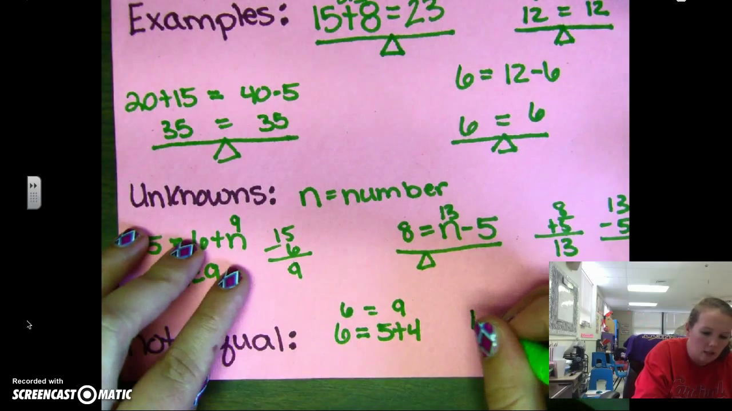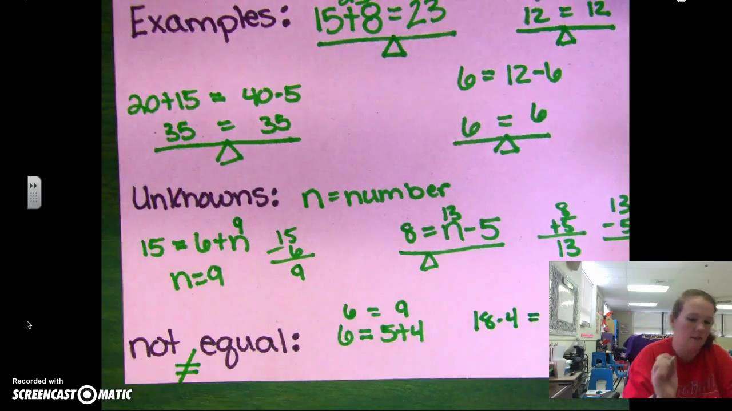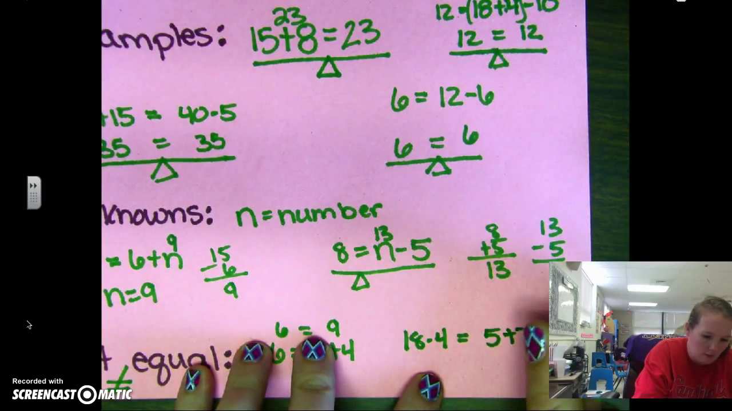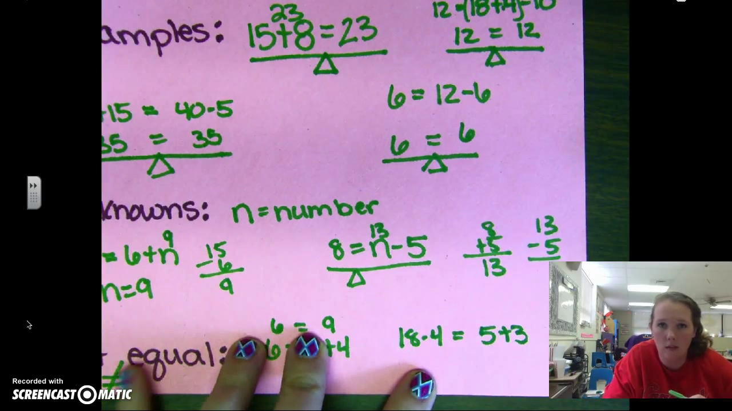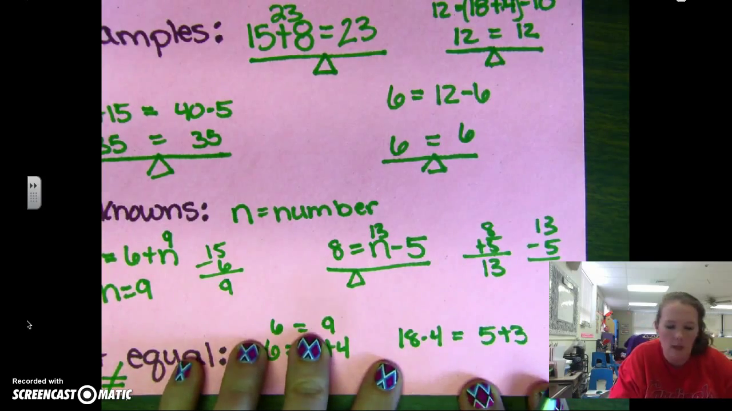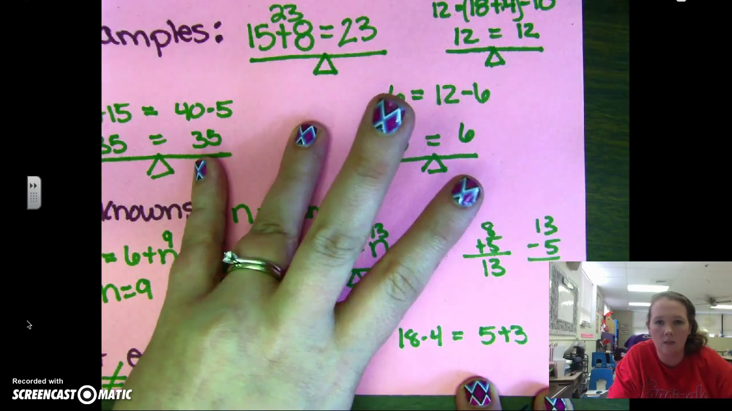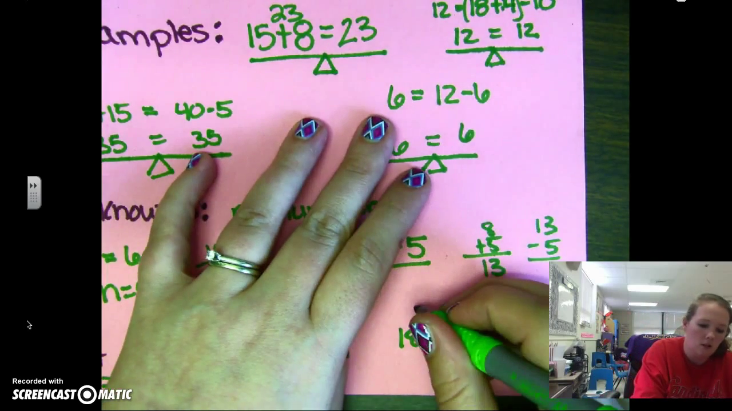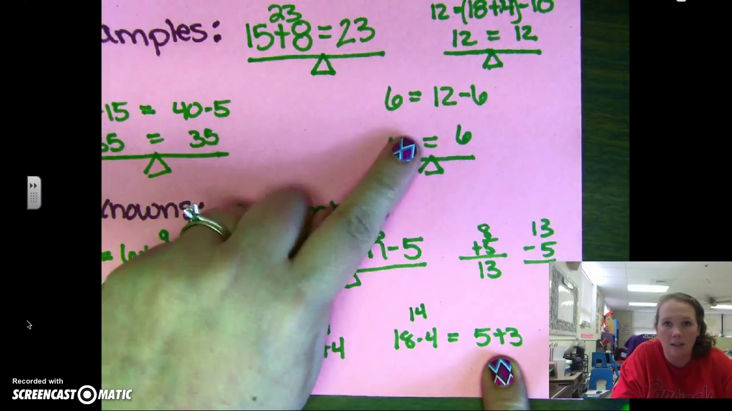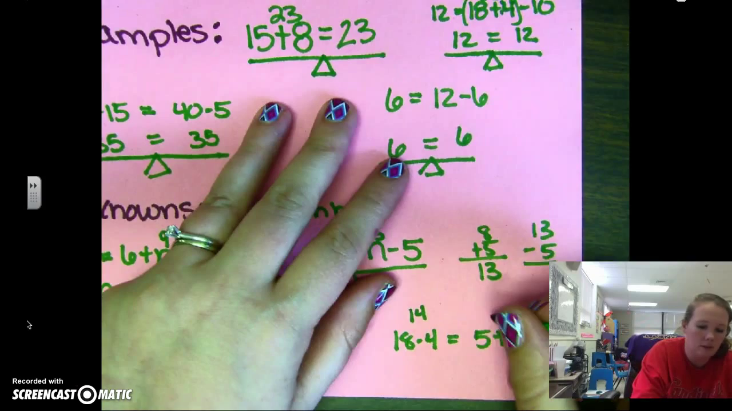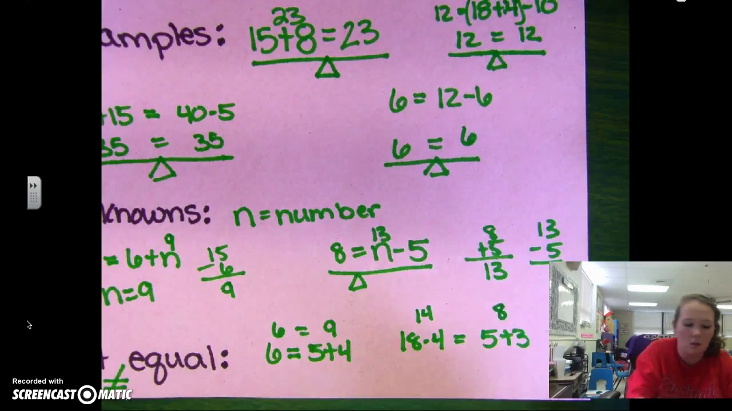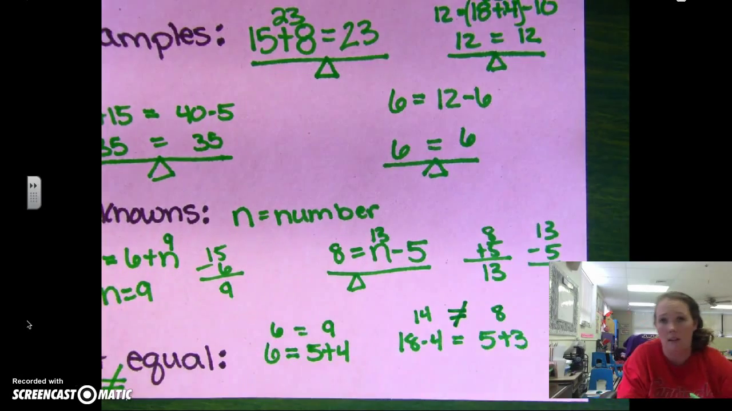Here's another example. If I had 18 minus 4 on this side of the equal sign, and I had 5 plus 3 on this side of the equal sign, well, let's go ahead and solve both sides to see if it's equal. 18 minus 4: 18, 17, 16, 15, 14. So this side is 14, and on the other side I have to do 5 plus 3. 5, 6, 7, 8. Is 14 the same as 8? No way. So we say 14 is not equal to 8.